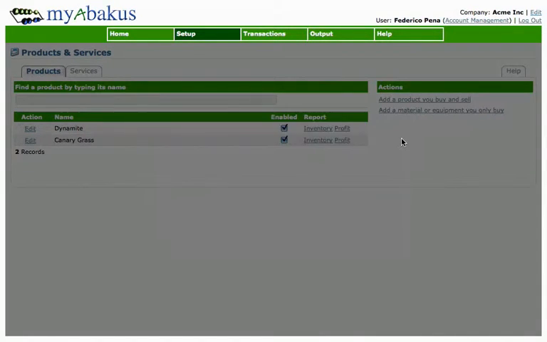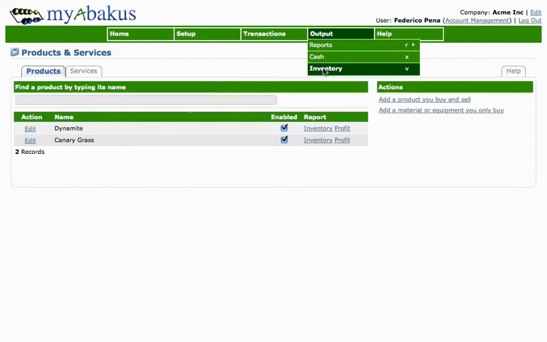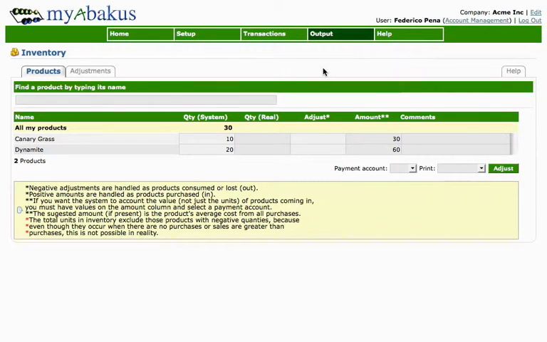The canary grass account is of the same type, so let's see what my abacus is doing to control the inventory of both products. We go to Inventory. For now, let's focus on the first column, Quantity System. According to my abacus, we should have 30 units in inventory. Clearly, 30 is the result of subtracting from the 45 units I bought, the 15 I sold, and also the sum of 10 units of canary grass, and 20 of dynamite.